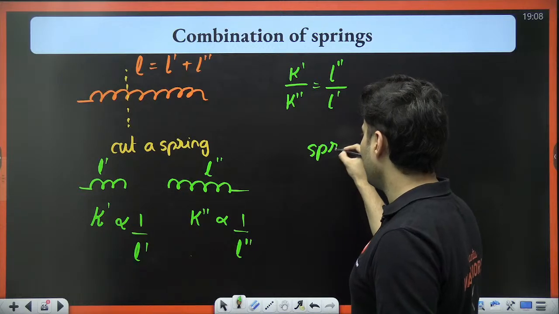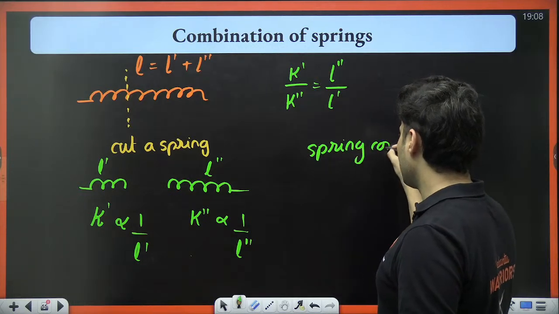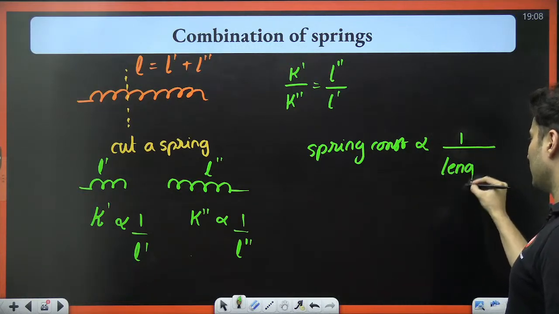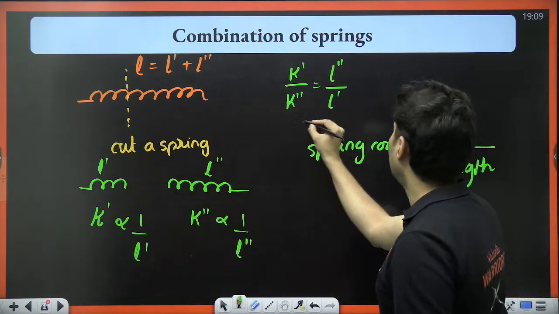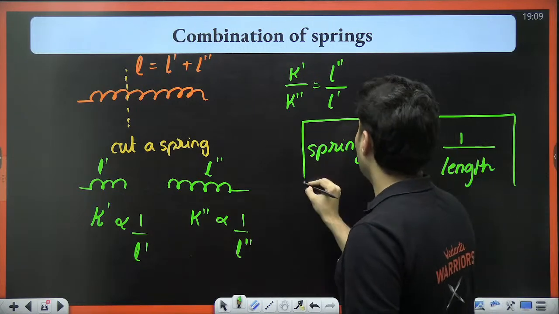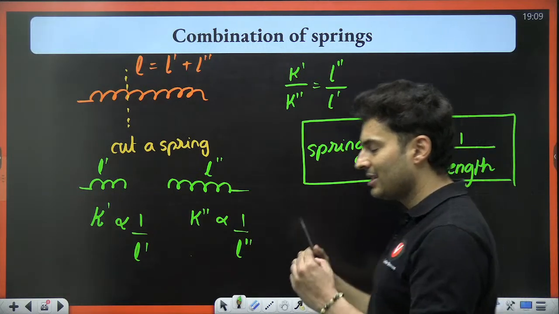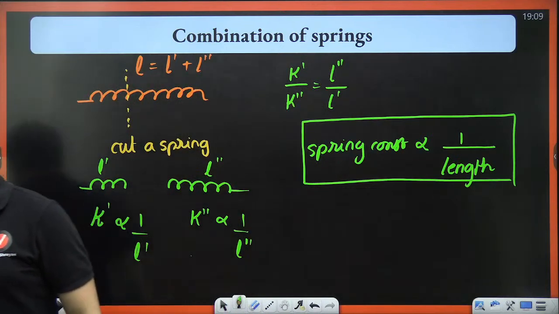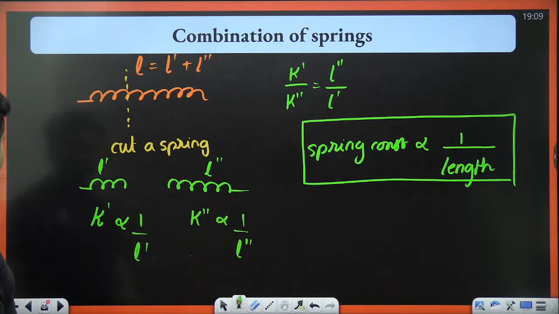So the spring constant is inversely proportional to the length. More the length, less the spring constant. Less the length, more the spring constant. More length, less spring constant. Less length, more spring constant. Okay, that's how it works. Keep these things in mind.